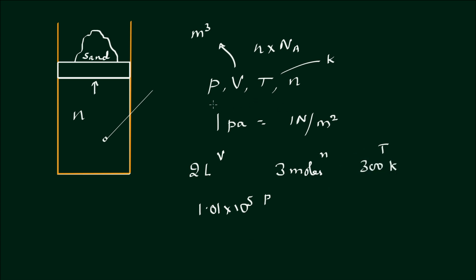That's because these 4 variables are not independent. When a gas is in equilibrium, they satisfy an equation of state. An ideal gas will satisfy the equation PV is equal to nRT, where R is a universal gas constant. Its value in SI units is about 8.3 joules per Kelvin per mole.